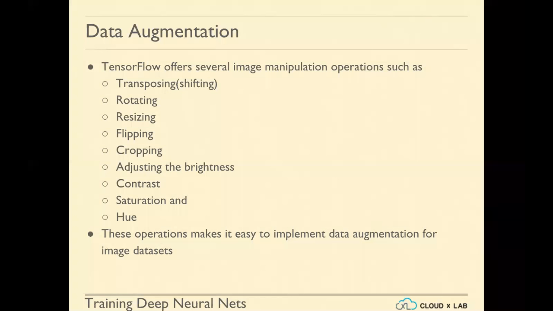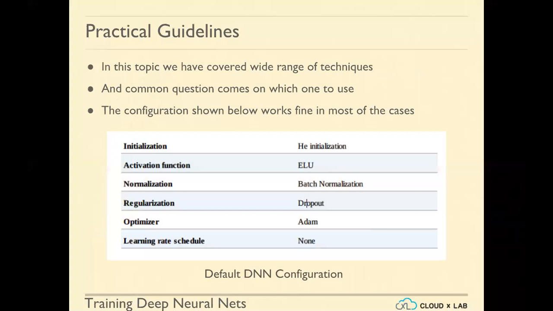Okay. Now the practical guidelines. Whatever we have learned in this chapter can be summarized in this way. We have talked about many things in this chapter, and the common question is which one to use. The configuration shown below works fine in most cases. We had all kinds of problems, like overfitting, vanishing gradients, the speed being slow, and so on. So the general guidelines are: for initializing the weights, we use He initialization.